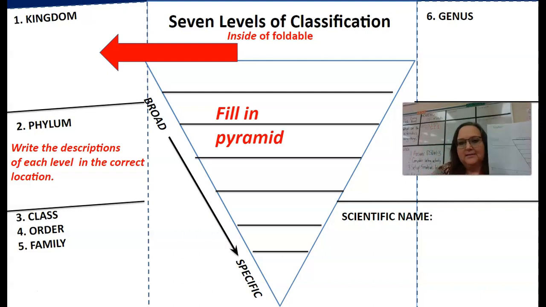All right, next, you're going to fill in each of these boxes. We're going to start with the first box, that's kingdom. That's that spot right there. So the next slide that comes up, those are the things that you need to write in this box, just the kingdom box.